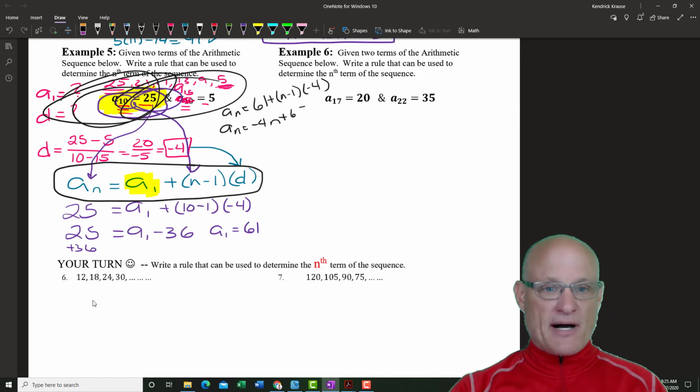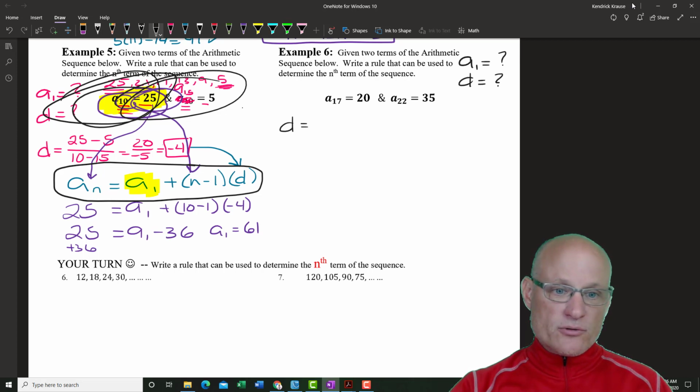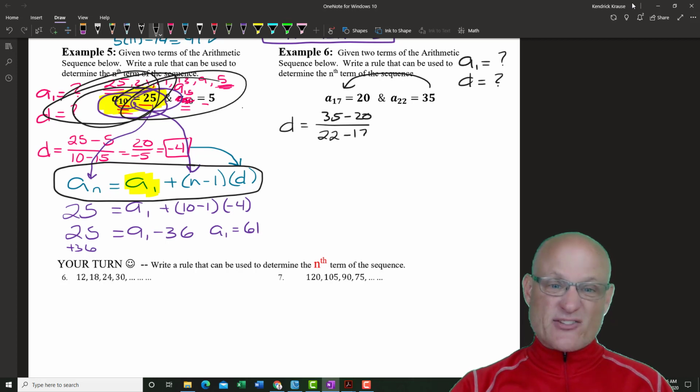All right, let's do another impossible one. Here's how it works. We need to find a sub 1 and we need to find d. You're going to find d first. So we're going to go d equals, subtract the terms on top, 20 minus 35. Now wait a second. I don't like that because it's negative. So I'm going to turn that around. I'm going to go 35 minus 20. So I went 35 minus 20. So now I'm going to go 22 minus 17. You just got to stay in the same order. As long as you stay in the same order, we're pretty good.